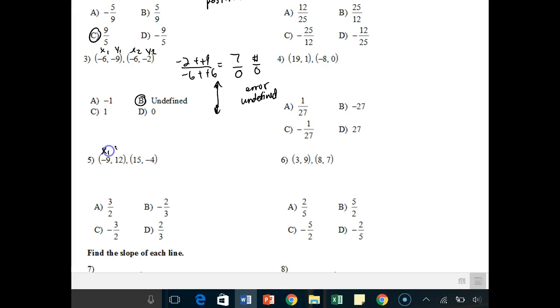Another one, x1, y1, x2, y2. So negative 4 minus 12 over 15 minus negative 9. So plus negative, plus positive. That gives you negative 16 over, looks like, 24. We'll divide both by 8. And we get negative 2 over 3, so B.